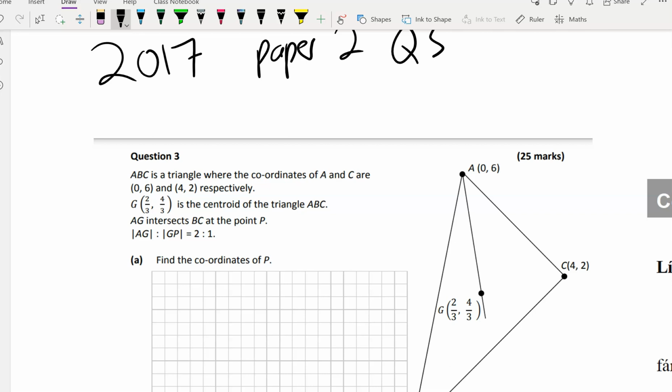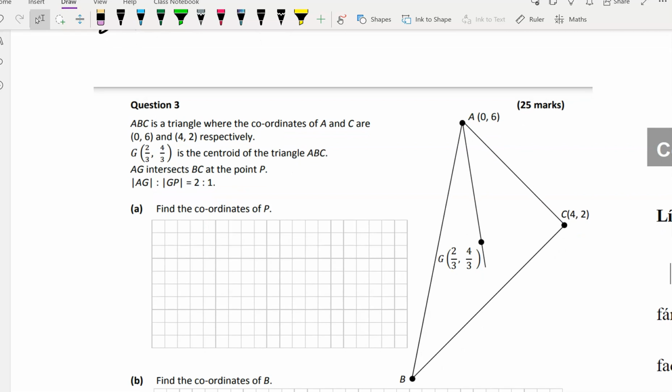Case 2017, paper 2, question 3. So you've got ABC, a triangle where the coordinates of A and C are (0, 6) and (4, 2) respectively. G (2/3, 4/3) is the centroid of the triangle. AG intersects BC at the point P, and the ratio of AG to GP is 2:1.